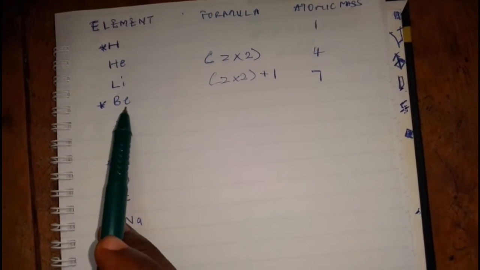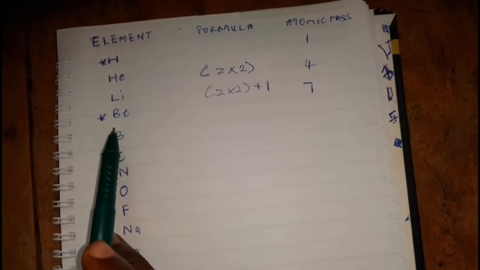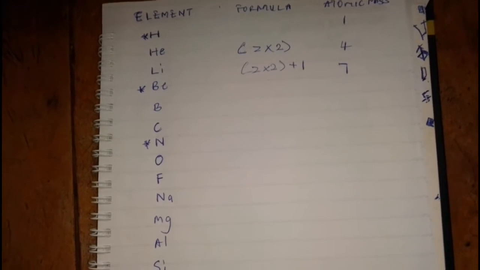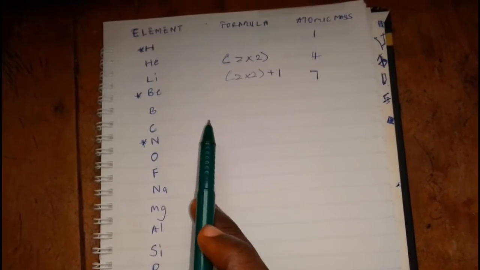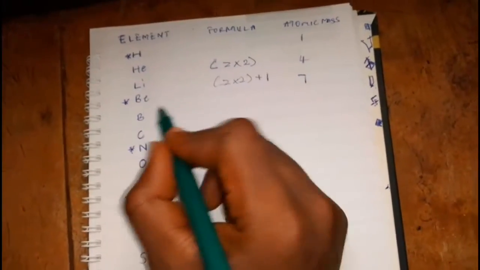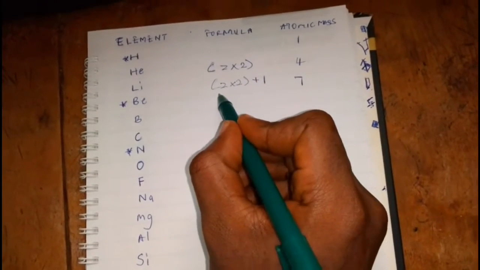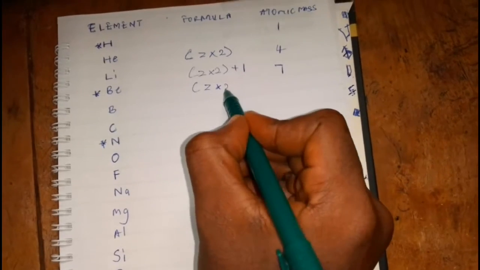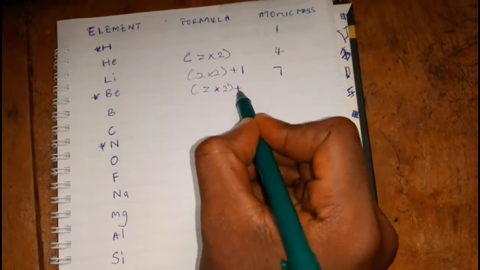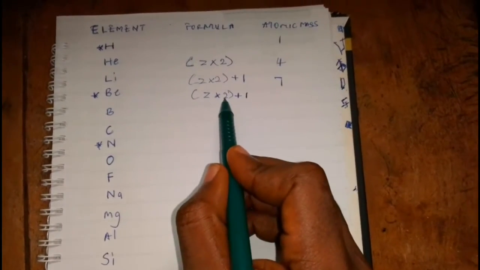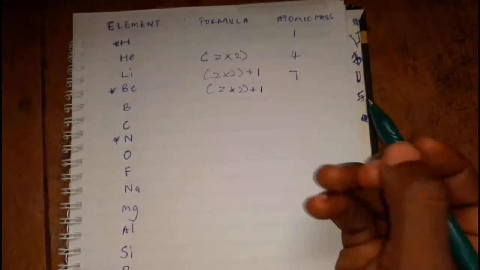For beryllium, what is the atomic number of beryllium? Atomic number of beryllium, as we all know, is 4. So normally we are supposed to use Z, which is atomic number, times 2 to get the atomic mass, but no, that's why I said we have an exception for it. This is what we are going to use for beryllium, which has atomic number 4. We will say 4 times 2, that's 8, plus 1, it will give you 9.